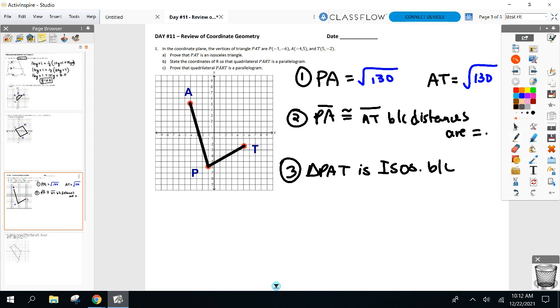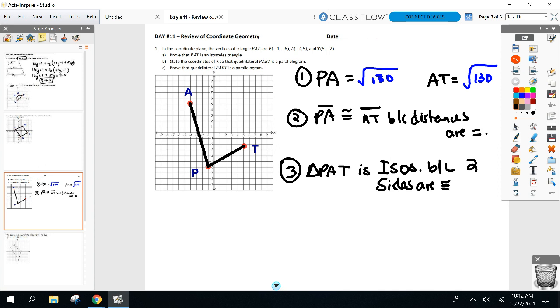Look at the work we just did. How do I know it's isosceles now? Because an isosceles triangle has two congruent sides. There we go, because two sides are congruent. Okay, any questions about that one?